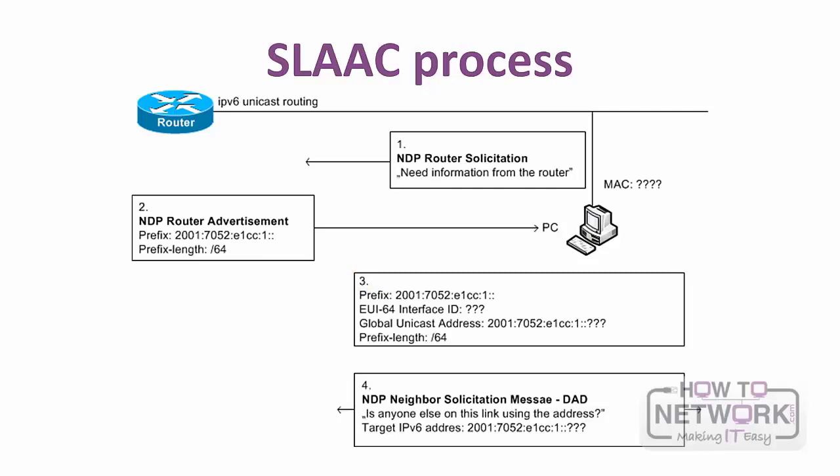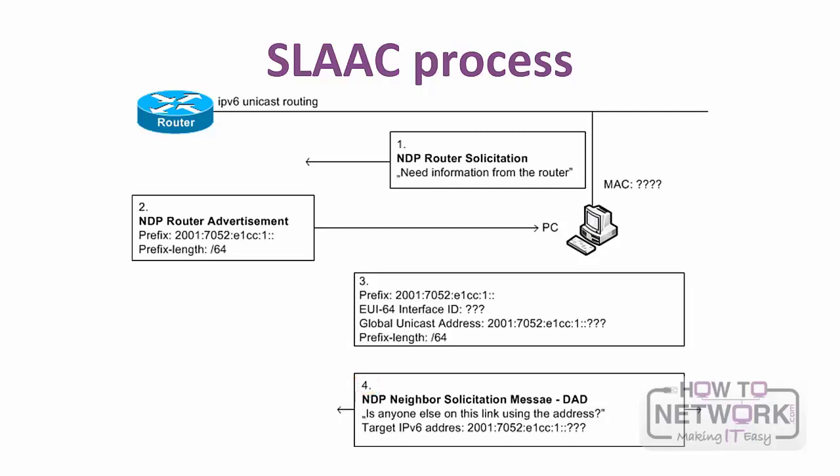Step 3. PC receives the router advertisement, which includes the prefix and prefix length for the local network. Using modified EUI64, the PC assigns its interface ID and prepends the prefix from the router advertisement to create its global unicast address. The address is in the tentative state until its uniqueness is verified in the next step.